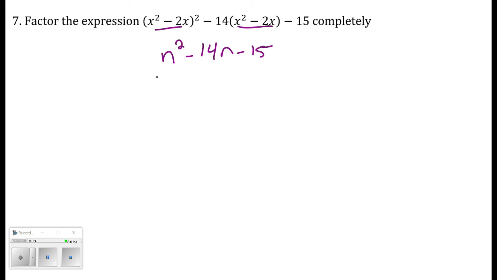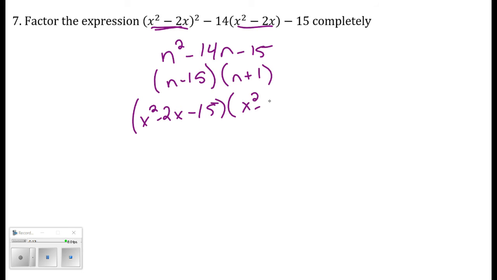Well, I know how to factor this. That's n minus 15 times n plus 1. But I don't have an n. I have this x squared minus 2x, so let's substitute that back in. x squared minus 2x minus 15 times x squared minus 2x plus 1.